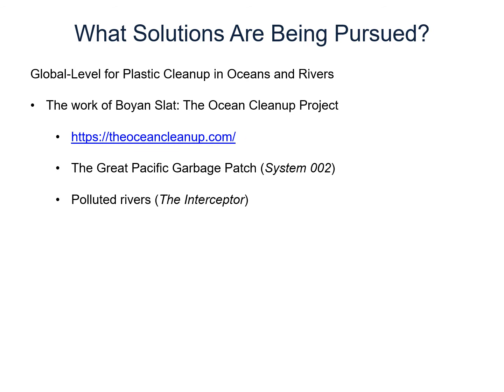He focuses on the polluted rivers because the polluted rivers of the world, those 1,000 rivers I just mentioned, are the source of the plastic that goes into the oceans, about 80%. And he has a boat called the Interceptor that will collect plastics in rivers. But he's also working on cleaning up the Great Pacific Garbage Patch with a two-system boat called System 002 or 002.